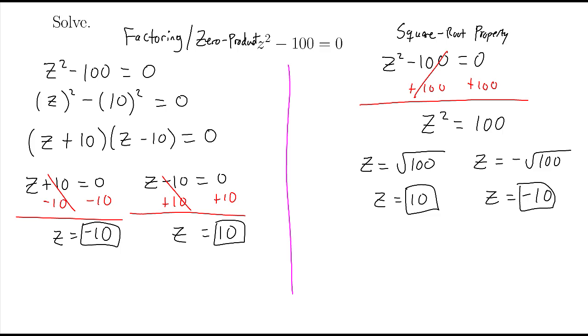Sometimes we would write that as plus or minus 10, by the way. Okay, so either method works fine here. In both cases, you get positive and negative 10.